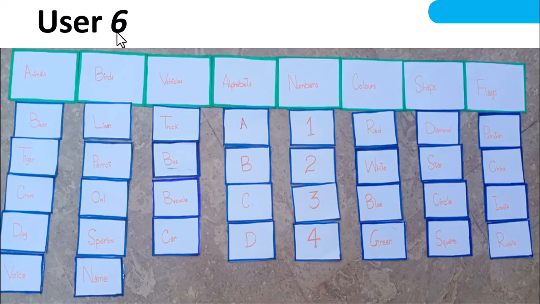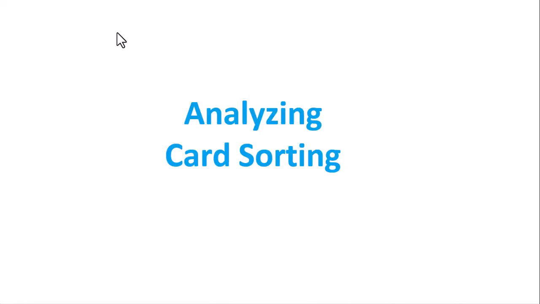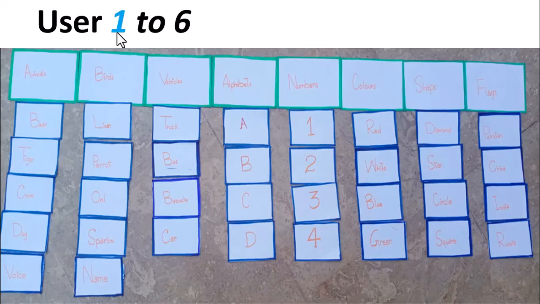This is from user 6, and it is also clear about all the things. And after all this card sorting, we analyzed from user 1 to user 6. This is the final picture that we got from the card sorting: animals, birds, vehicles, alphabets, numbers, colors, shapes, flags. This is our final card sorting picture.